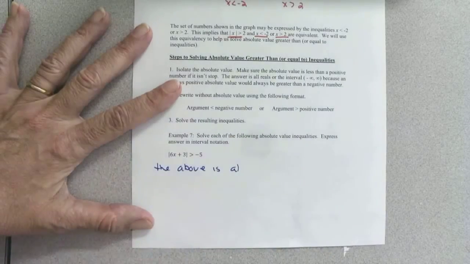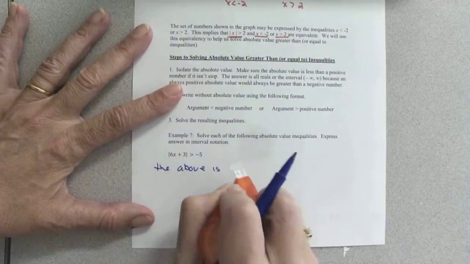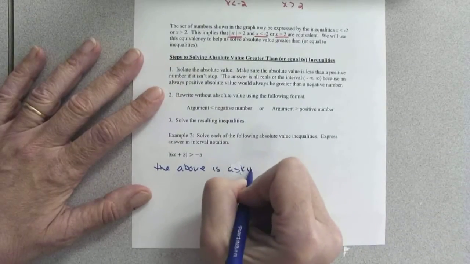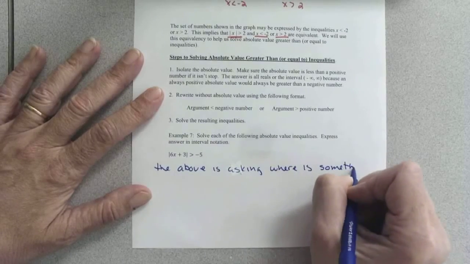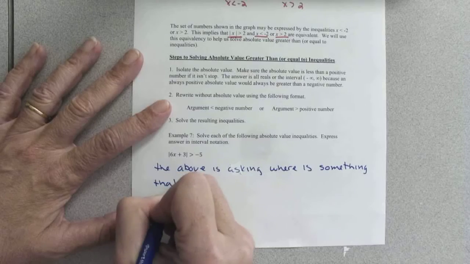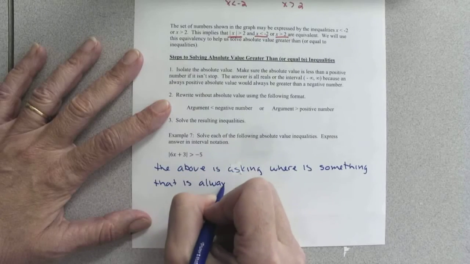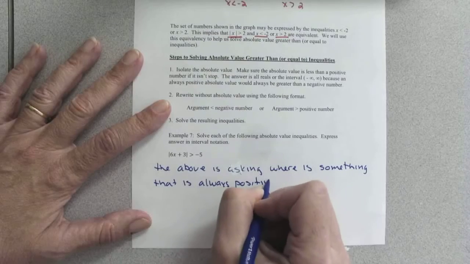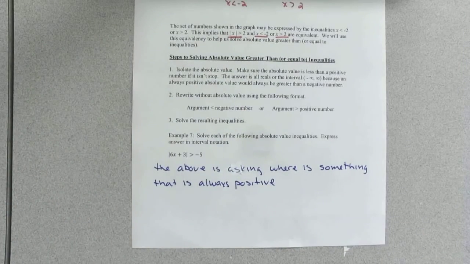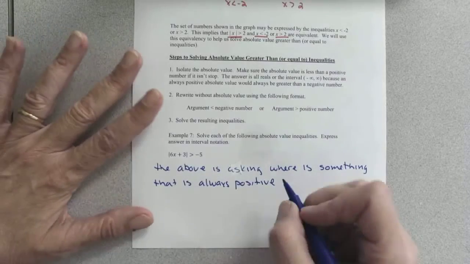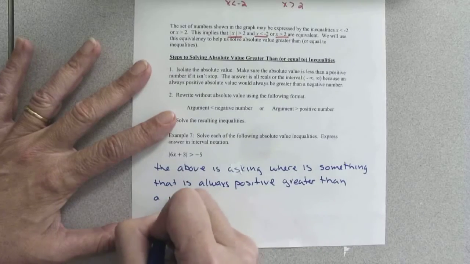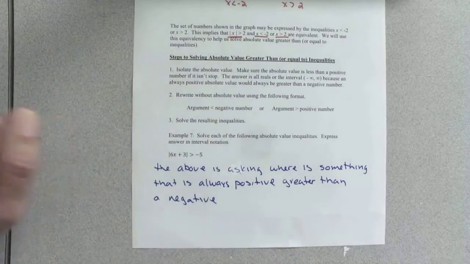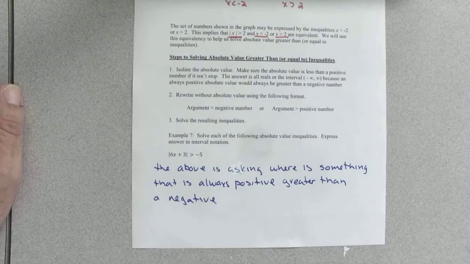is asking, where is something that is always positive? That's the absolute value. Absolute value is always positive. Where is something that is always positive greater than a negative? Well, positives are always greater than negatives, no matter what.